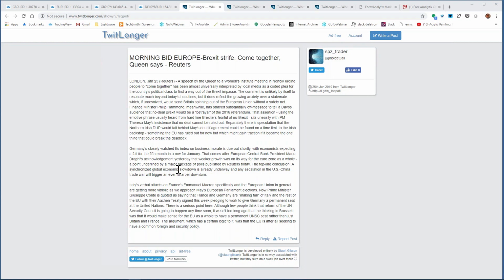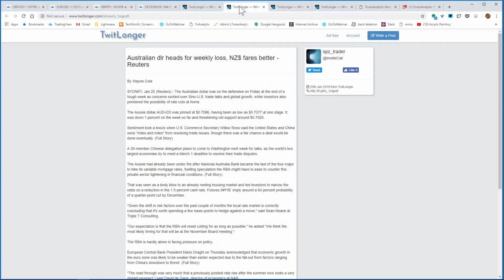Although few people think that the reform of the UN Security Council is going to happen anytime soon, it wasn't too long ago that the thinking in Brussels was that it would make sense for the EU as a whole to have a permanent UNSC seat rather than just Britain and France. The argument, which has a certain logic to it, is that the EU is, after all, seeking to have a common foreign and security policy. And we'll wrap up quickly.